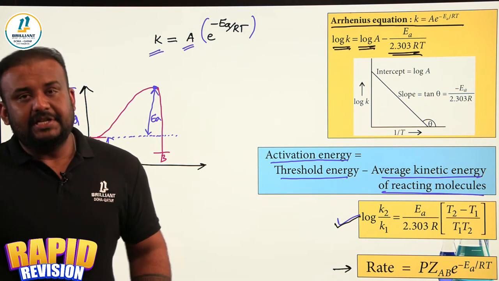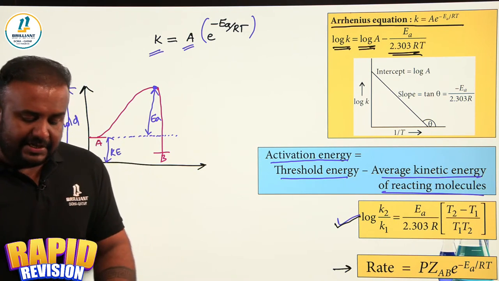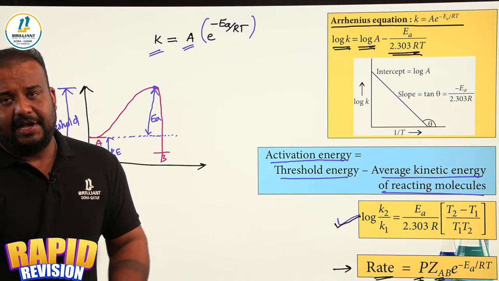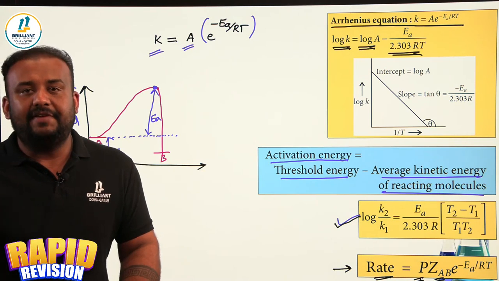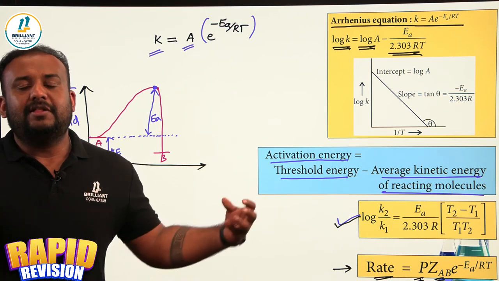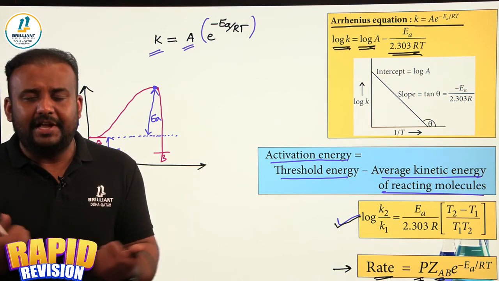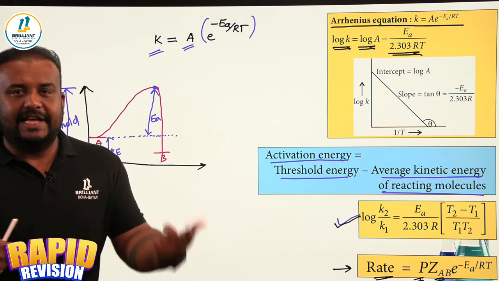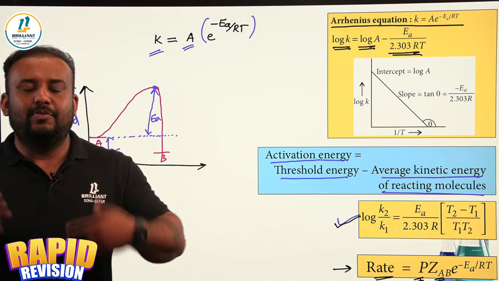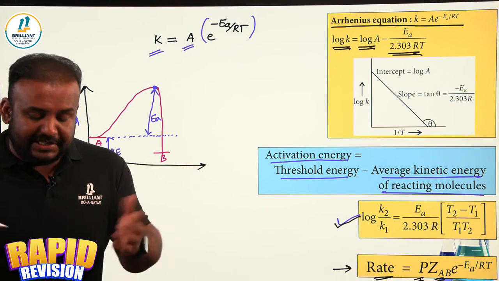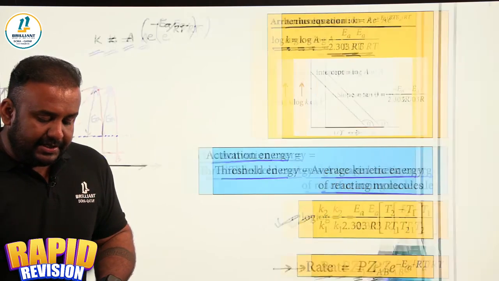And finally, the collision theory equation, that is important, the theory part only. The rate of a reaction is equal to P into ZAB e raised to minus Ea by RT. P is the probability factor or the steric factor, which accounts for whether the collisions are happening with a proper orientation. And Z is the collision frequency, that is how many collisions are happening per second per unit volume of the reaction mixture. These were the theories.